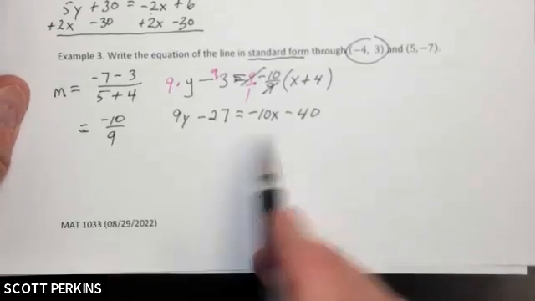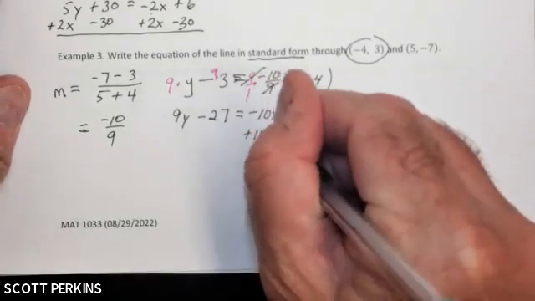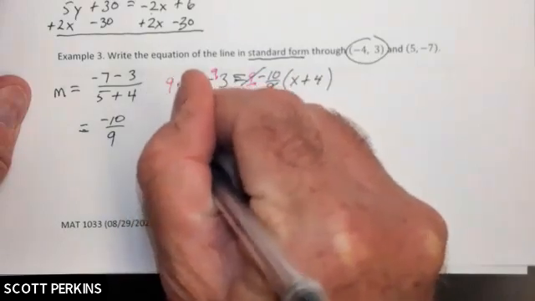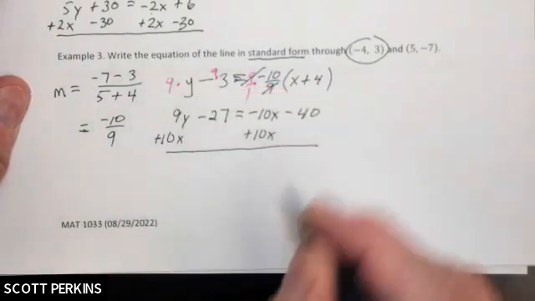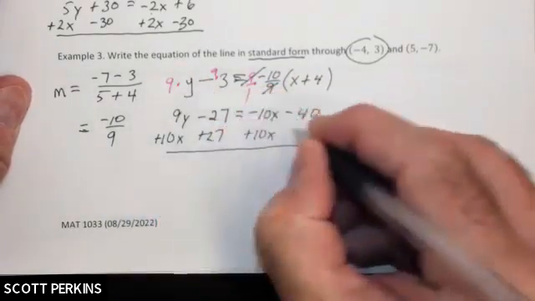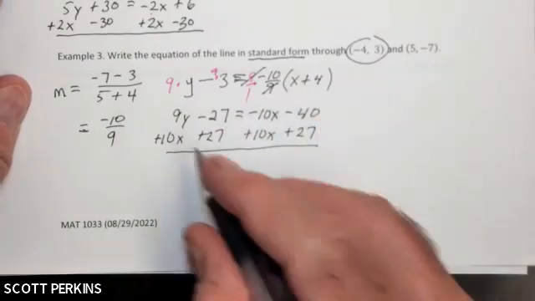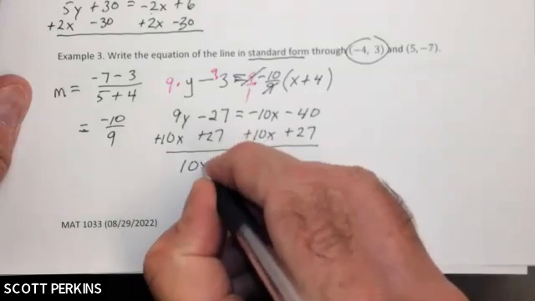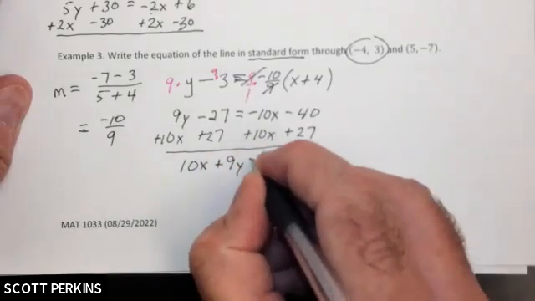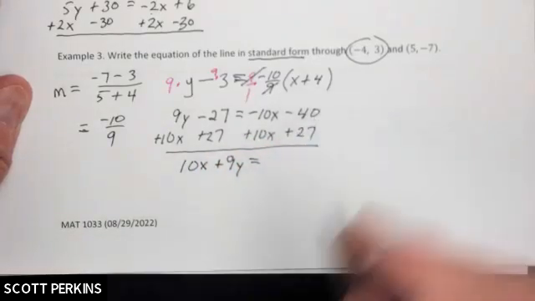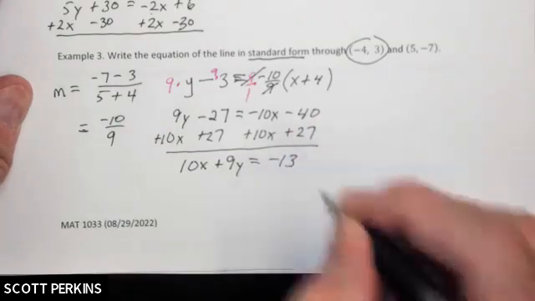Standard form just means get the x and the y on the same side. So we're just about done with the problem. I added the 10x. I'll add the 27 to get the numbers on the other side. And here's my final answer. On the left, I've got 10x plus 9y. On the right, negative 40 plus 27 is negative 13.